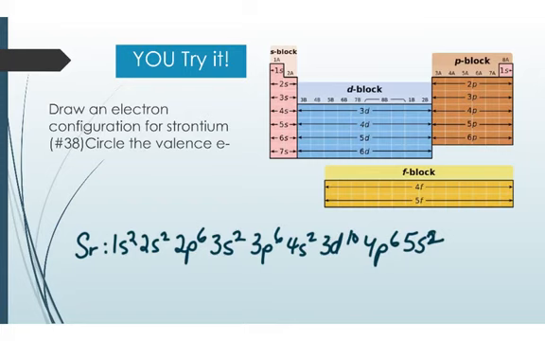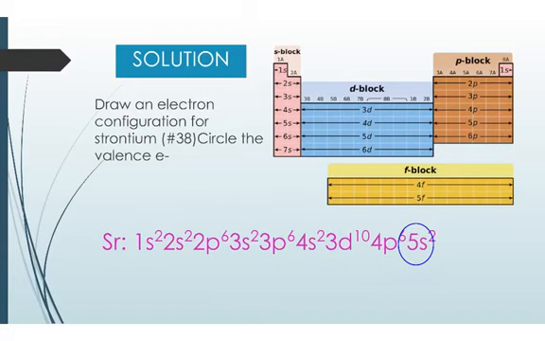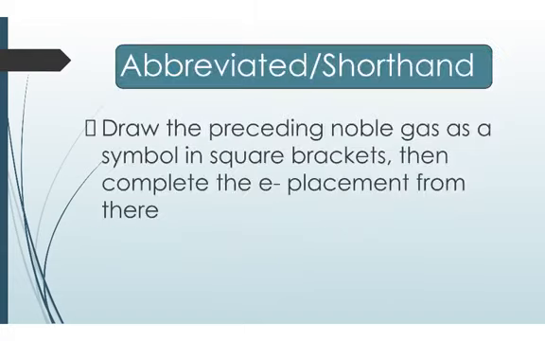And again, circling my valence electrons, my highest number is 5. So this will be a 5s2. And there's my solution, a little bit nicer typed out there.